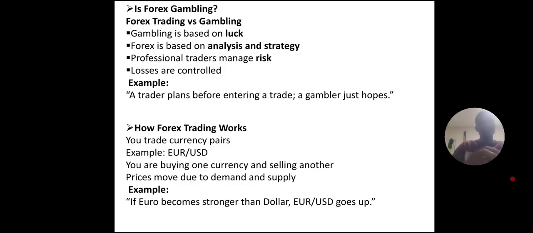So you are buying one currency and selling another currency. That is just forex trading. That is just forex. If euro becomes stronger than dollar, like this is EUR/USD, you buy, meaning EUR/USD will be going up. You see the charts going up, giving higher high, higher low, higher high, higher low. As we go on, we'll talk about all those also.